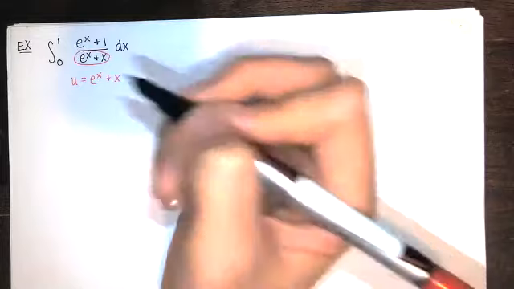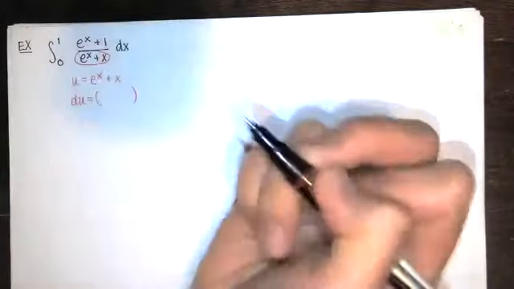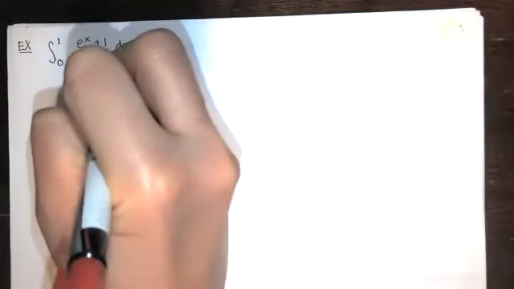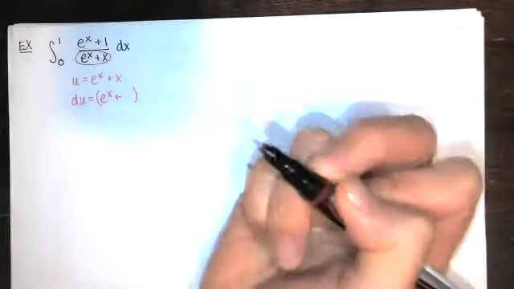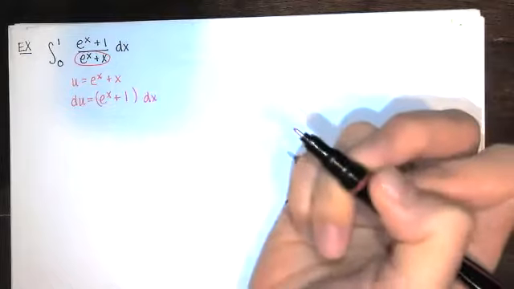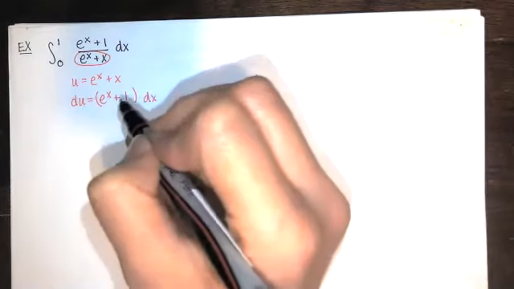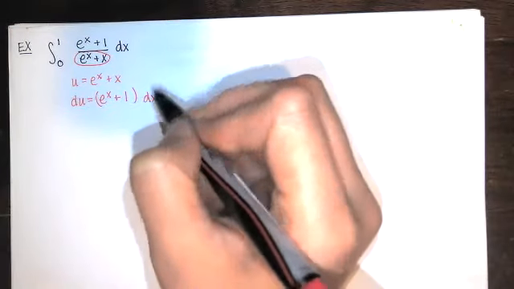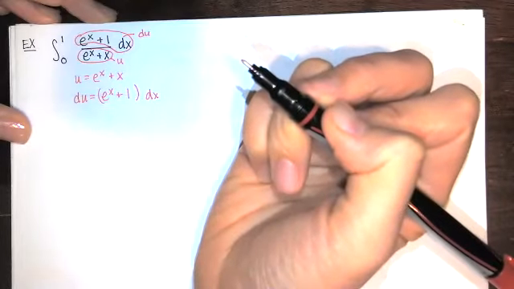If u is e to the x plus x, du is the derivative of that. The derivative of e to the x is e to the x. Derivative of x is 1. And I misspoke. Du is the derivative of that times dx. Don't forget your dx. Okay, and then I ask myself, do I have an e to the x plus 1 dx up there? And I do. Got a u in the denominator, and there's a du in the numerator.